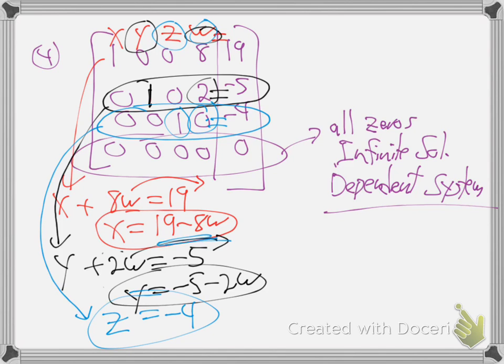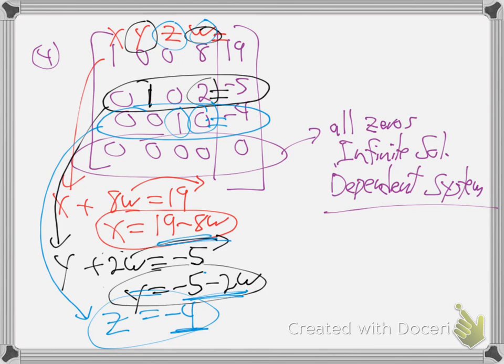X is 19 minus 8w. Y is minus 5 minus 2w. And z is -4. Let me make that a nicer 5 there. There we go. Anyway, that's our answer.